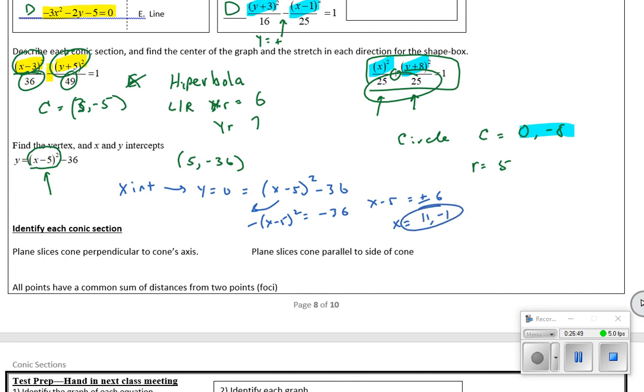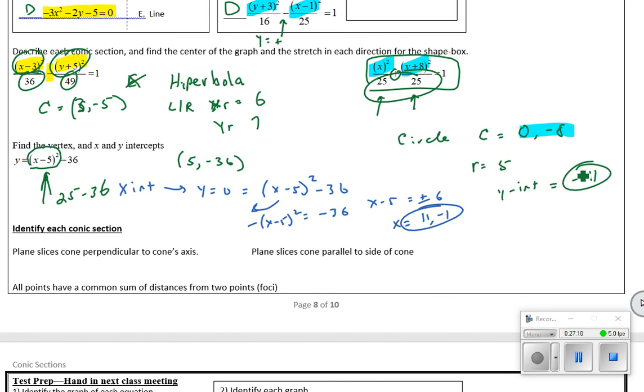How about the y-intercept? How do you find the y-intercept? You let x be 0. And if x is 0, that says 25 minus 36. So the y-intercept would be -11. If x is 0, the y-intercept is -11.